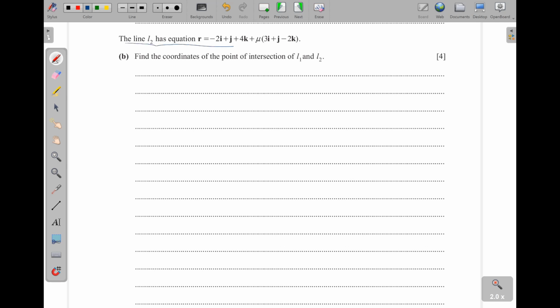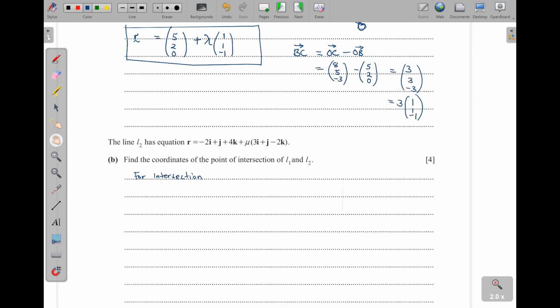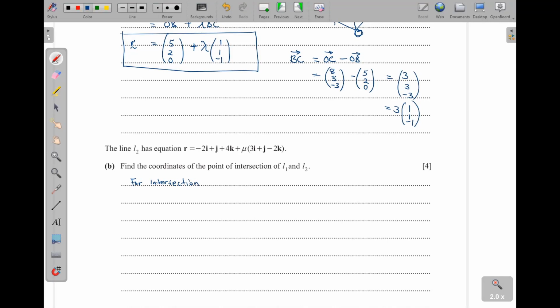Part B, the line L2 has this equation. Find the coordinates of the point of intersection of L1 and L2. Now, we will write the parametric equations of these two and then we equate them because they have the same x coordinate, y and z. So when you look at the first one that we are having here, the x coordinate is 5 plus lambda. Plus lambda times that 1 and then the other. So we shall have here 2 plus lambda and then 0 minus lambda, so that becomes negative lambda.